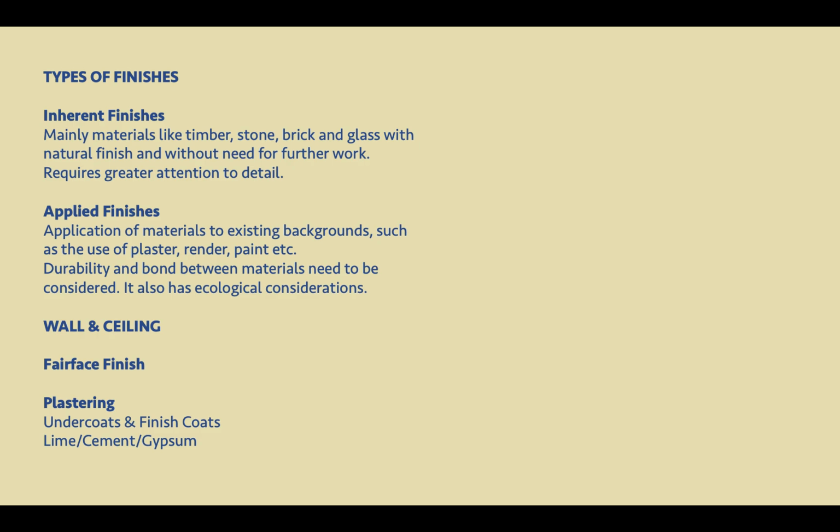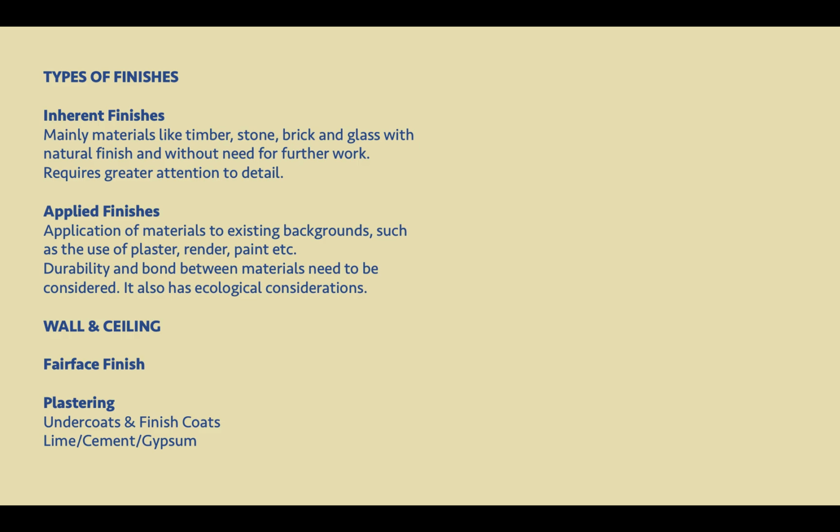A lot of natural materials like timber, stone, brick, or glass can be used without doing any further work. However, greater attention is required at the time of construction to ensure that it is finished to a high level of detail. As opposed to that, an applied finish will allow you to cover the original material of construction as an existing background with the use of things like plaster or render or paint. While these make the process of construction easier, it also has ecological considerations and durability considerations as they might need to be updated from time to time.